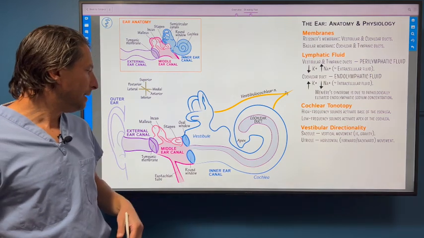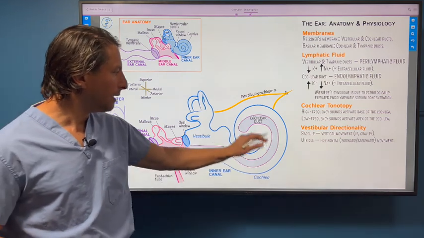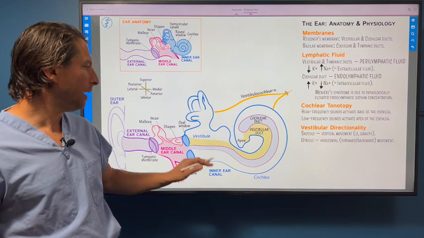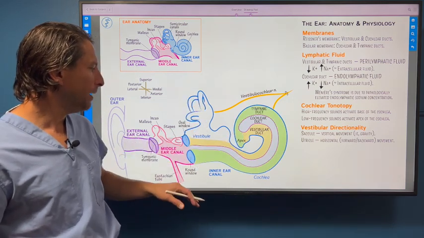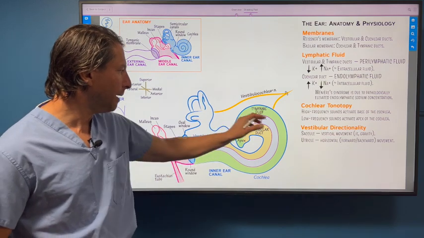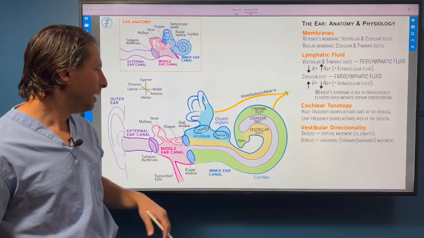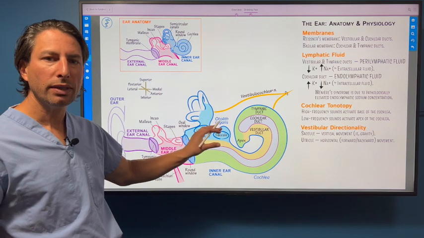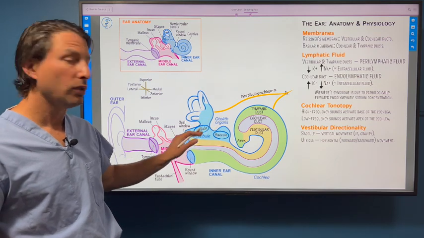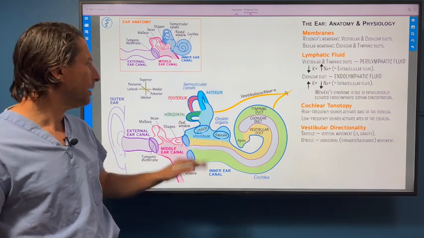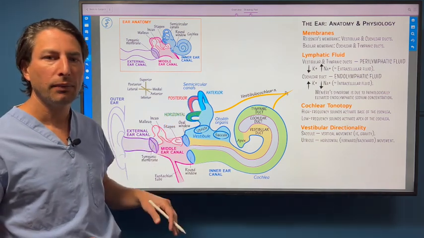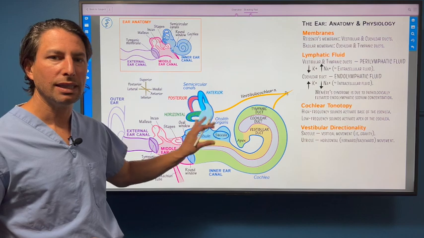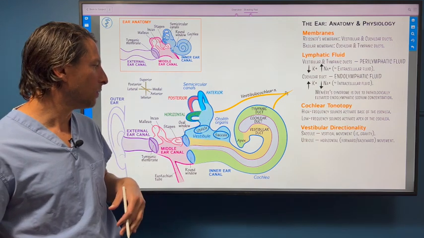Now let's add in the ducts. So the cochlear duct here, and then we add in the vestibular duct connecting with the vestibule here, and then we add in the tympanic duct here. And then we add in the otolith organs of the vestibule here, the utricle and saccule, and then the different semicircular canals, horizontal, posterior, and anterior. And we'll explore these in more detail in the next tutorial.